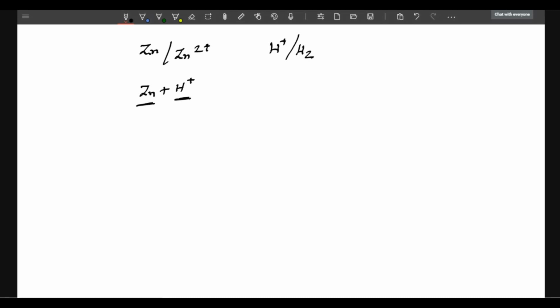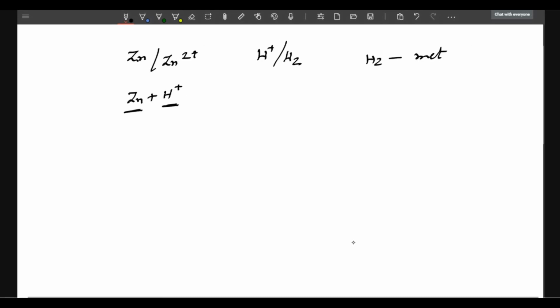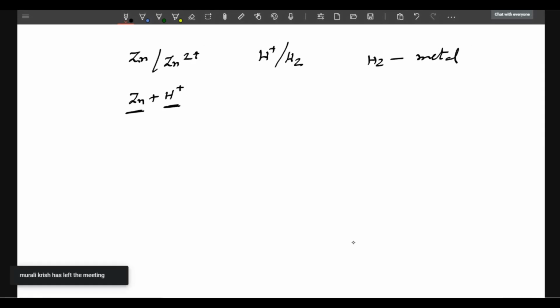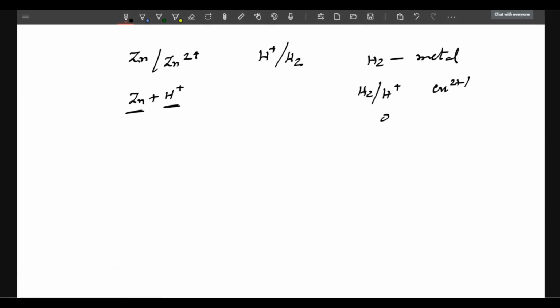Another combination I have given is hydrogen and metal. An example for this is H2 bar H plus with potential 0, and copper 2 plus bar copper with 0.34, as you must have studied. In this combination, the net reaction would involve a neutral molecule and an ion.